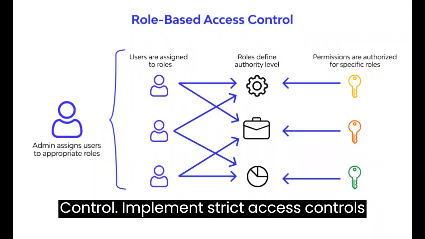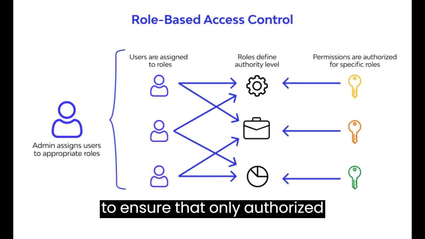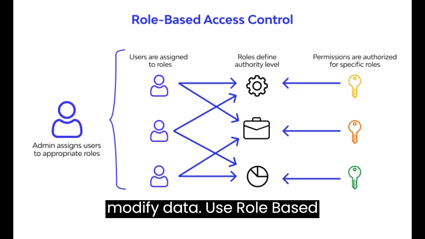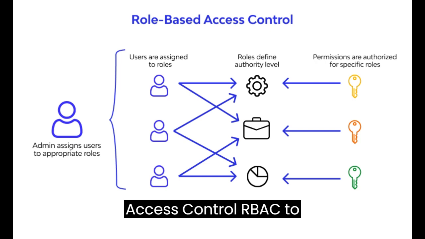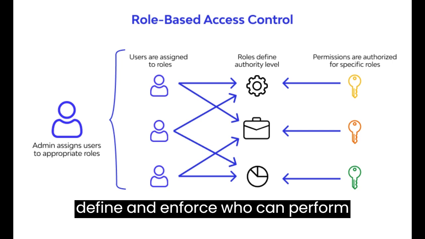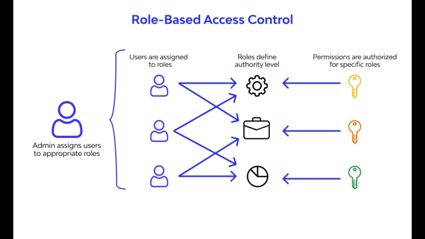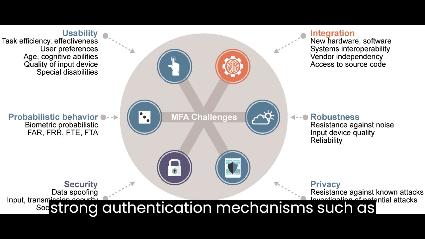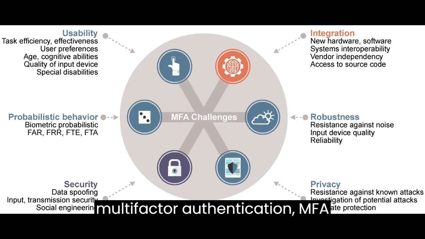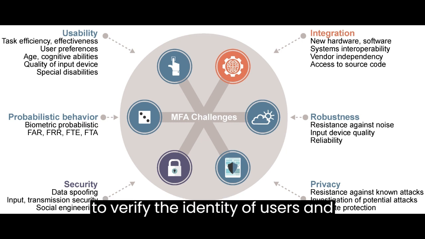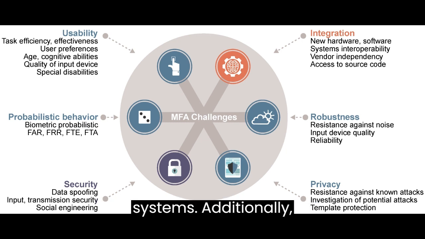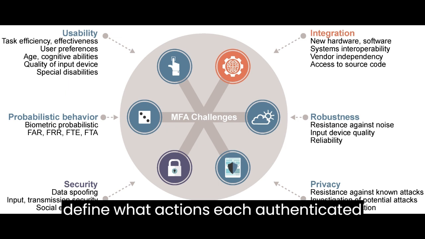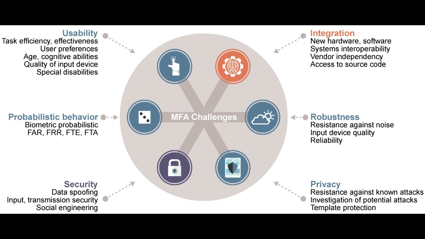Access control. Implement strict access controls to ensure that only authorized individuals or systems can access and modify data. Use role-based access control, RBAC, to define and enforce who can perform specific actions on data. Authentication and authorization. Require strong authentication mechanisms such as multi-factor authentication, MFA, to verify the identity of users and systems. Additionally, implement authorization policies to define what actions each authenticated user or system is allowed to perform.